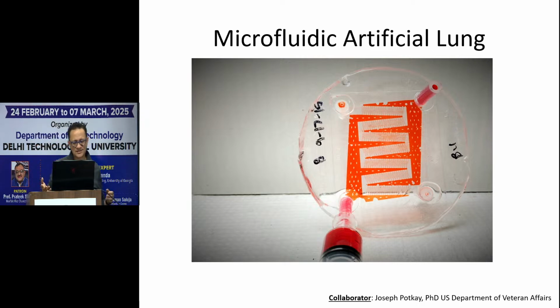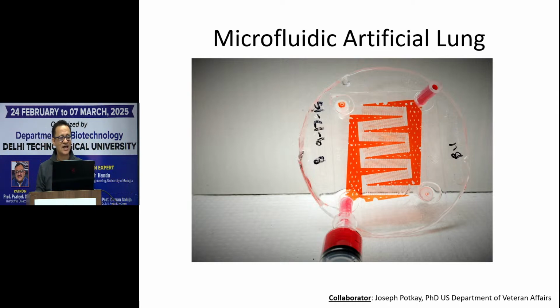Okay, so here's an example. I have a good friend, Joe Potke. He works for the US Department of Veteran Affairs. We have been working together for 12 years. He's an expert in making microfluidic artificial lungs. The idea is people waiting for a lung transplant can have this artificial lung that they can carry, so that they don't have to be hospitalized while waiting. So here is an example of one of his microfluidic lungs.